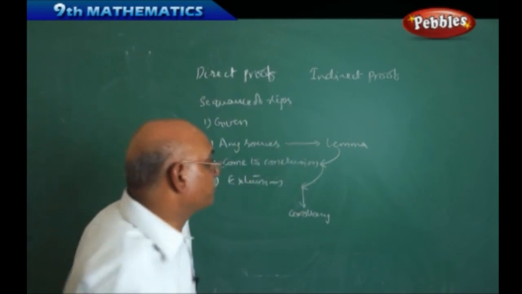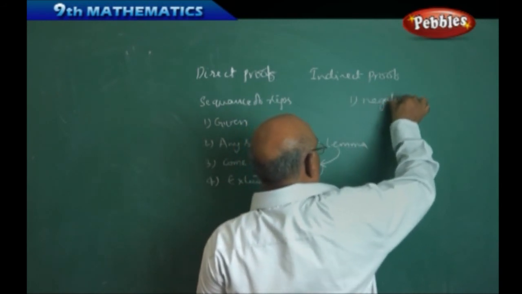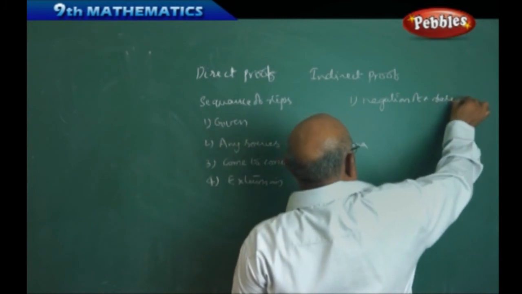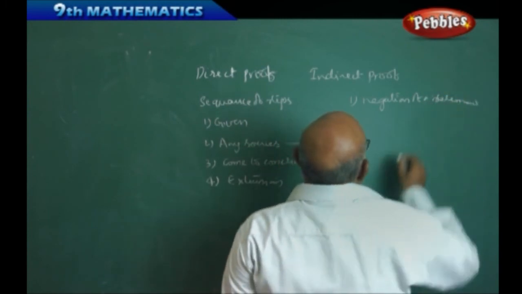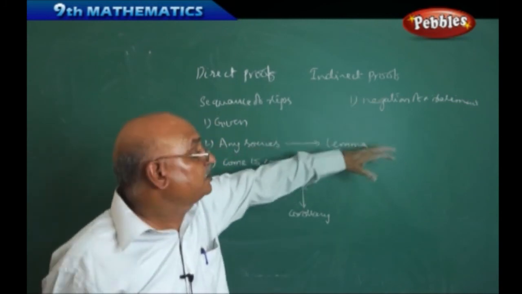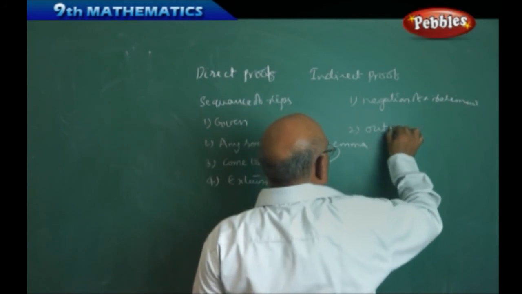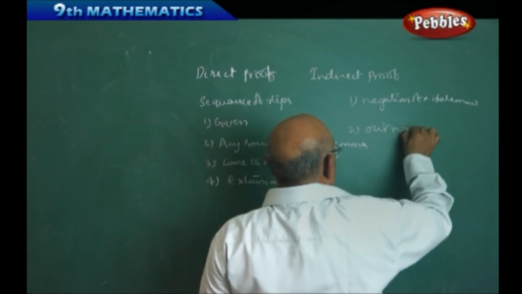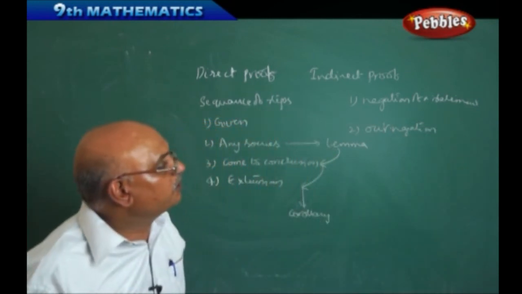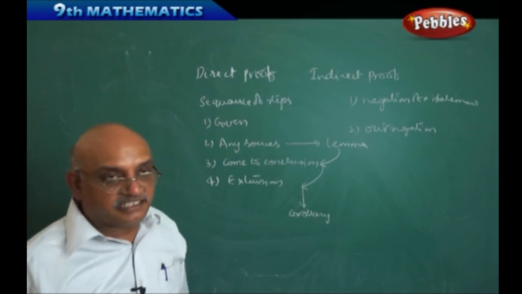But in indirect proof, first we start with the negation of a statement. Then, by using certain tools or theorems, we say that our negation is wrong. For this, we take one example and prove this. Therefore, this is called indirect proof.